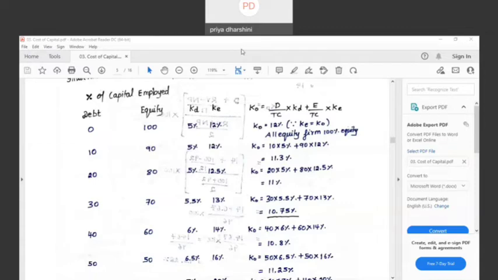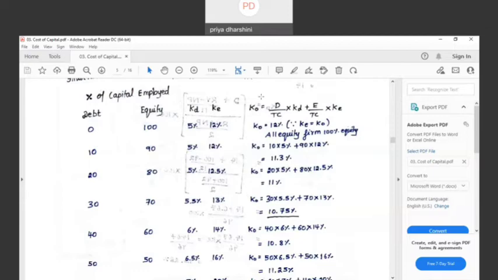Okay. So what is told in illustration 17? In considering the most desirable capital structure of the company, the following estimates of cost of debt and equity capital have been made at various levels of debt equity mix. So they have given debt as a percentage of capital employed, cost of debt and cost of equity. What is the question? You are required to determine the optimal debt equity mix for the company by calculating the composite cost of capital. What do you mean by composite cost of capital? Weighted average cost of capital.